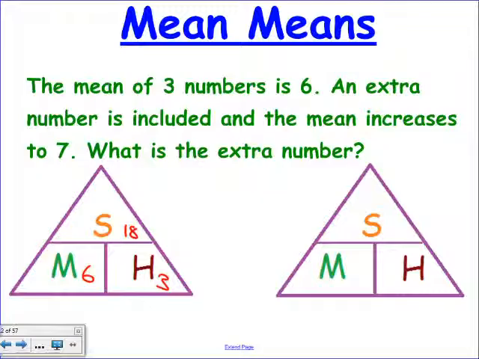Yeah, happy with that? Let's move on to the second part of this question that we did yesterday. An extra number is included and the mean increases to 7. So my mean is now 7, and because I've added another number, I've now got 4 numbers. So what's the sum of my 4 numbers now? 7 times 4, which is 28. So because I've gone from 3 numbers to 4 numbers, and my total's gone from 18 to 28, the number that I've added is 10. You see how that works?